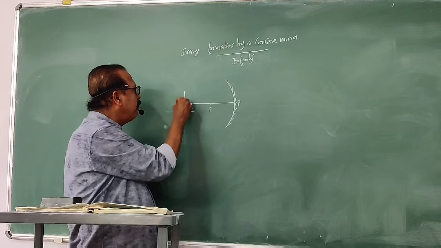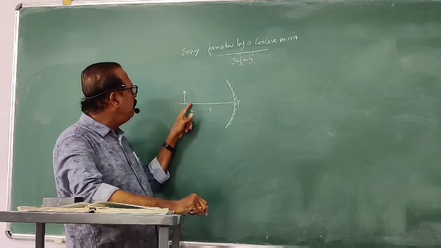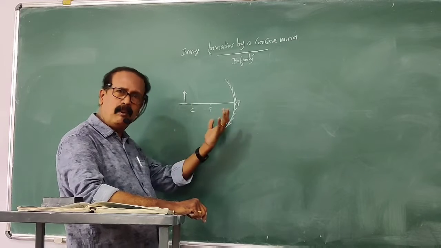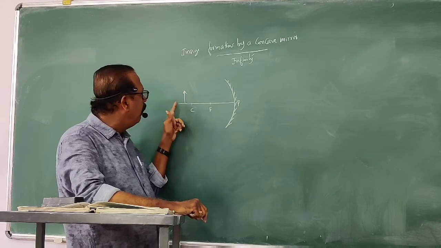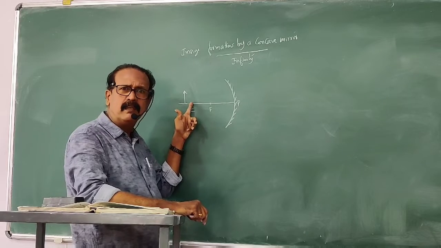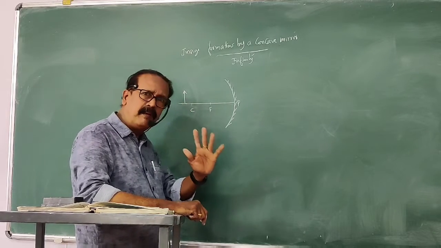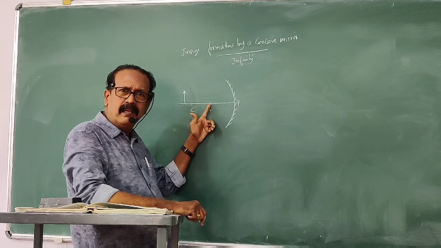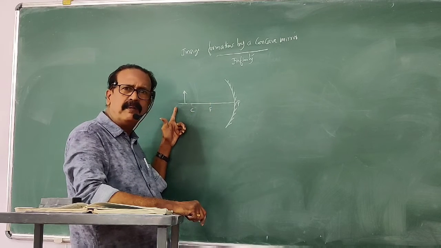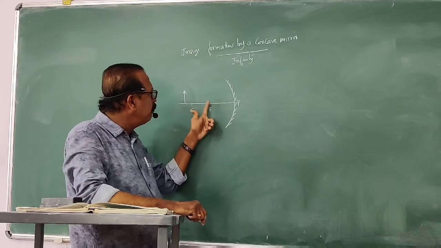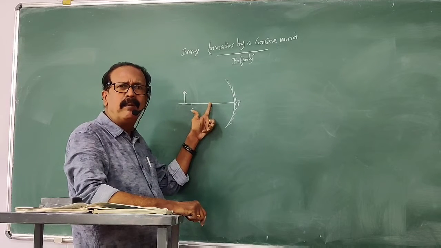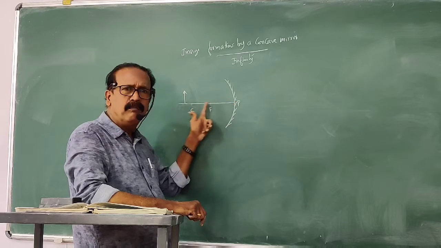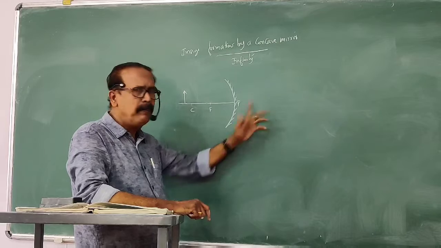Object beyond C, somewhere here, image is formed between F and C. Image will move away. Object at the center of curvature, image is at the center of curvature. Object between center of curvature and focus, image will be formed beyond the center of curvature. Object at the focus, image is formed at infinity. Object between F and P, focus and pole, image is formed behind the mirror.